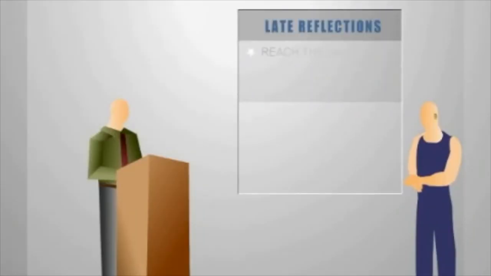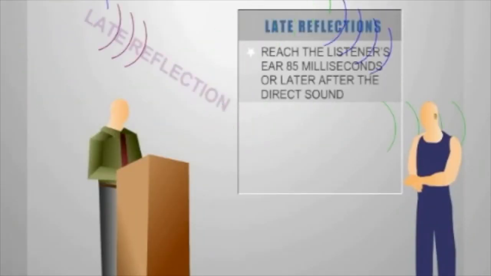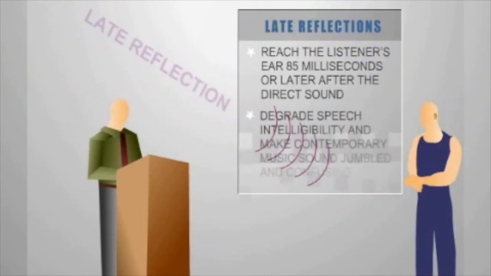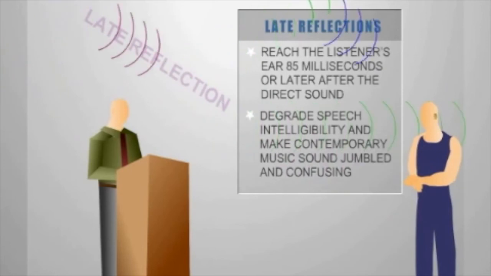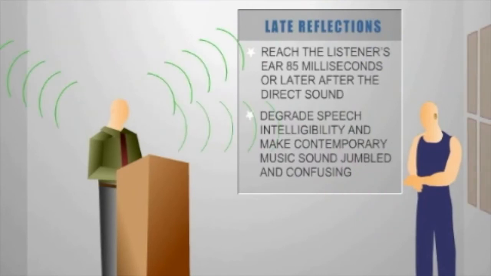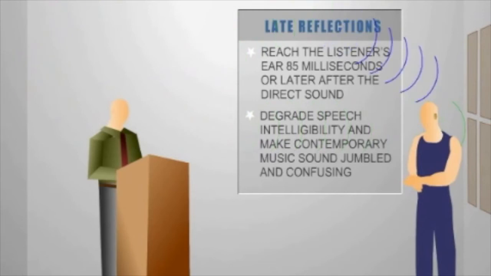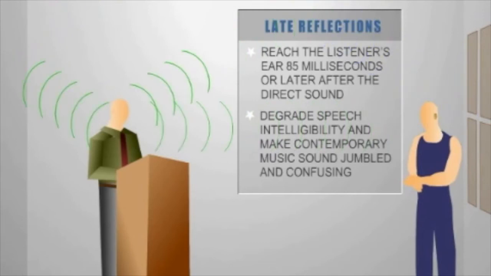Late reflections are those that reach the listener's ear 85 milliseconds or later after the direct sound. Late reflections degrade speech intelligibility and make contemporary music sound jumbled and confusing. Adding diffusion and/or absorption panels in critical listening spaces will eliminate late reflections and help to achieve a proper acoustical response.